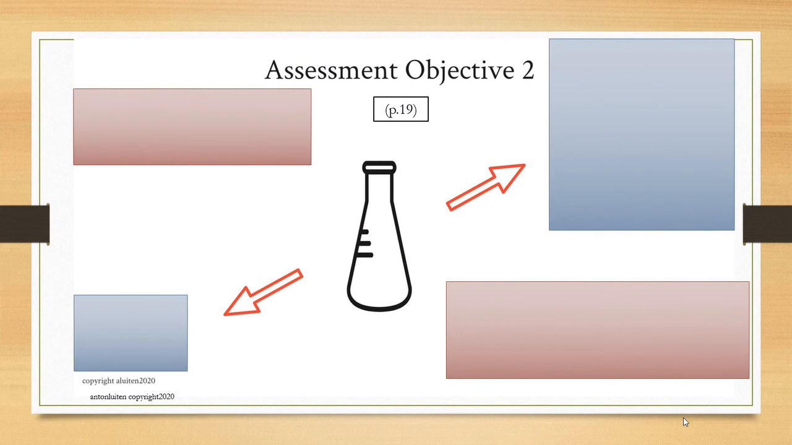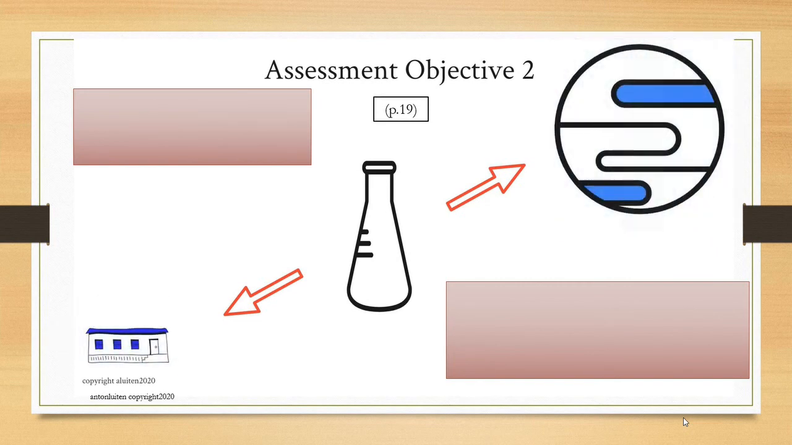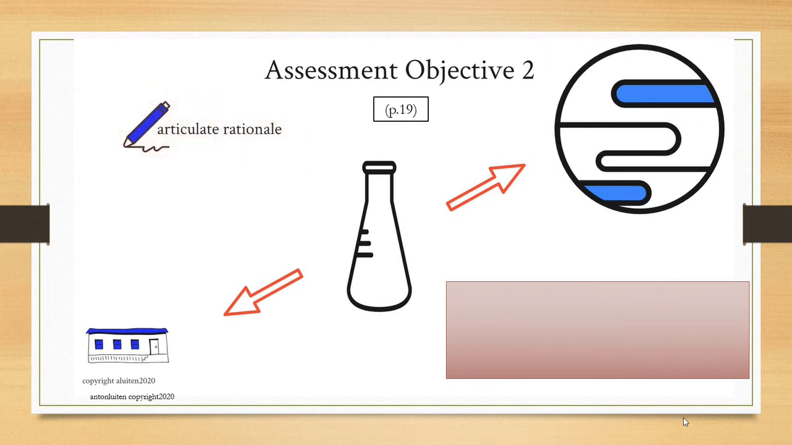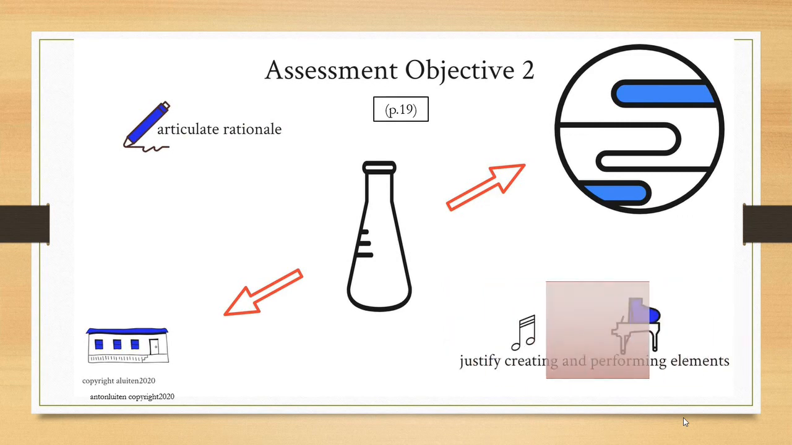For AO2, students are expected to demonstrate application and analysis of knowledge and understanding, specifically by experimenting with musical findings in local and global contexts, by articulating a clear rationale to support the musical decision-making processes, and by justifying the use of creating and performing elements.